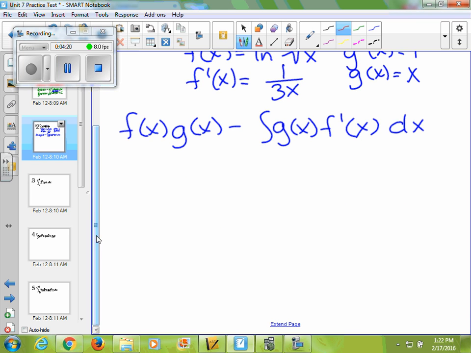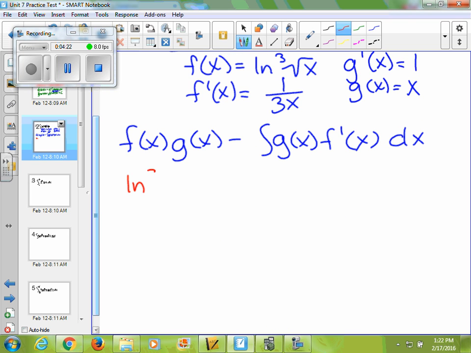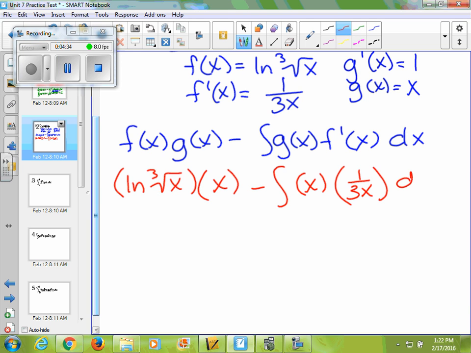So f of x is the natural log of the cube root of x. G of x is just x. F prime of x is 1 over 3x dx.